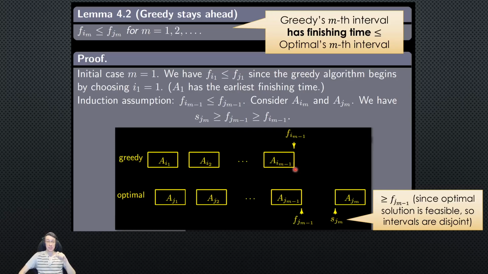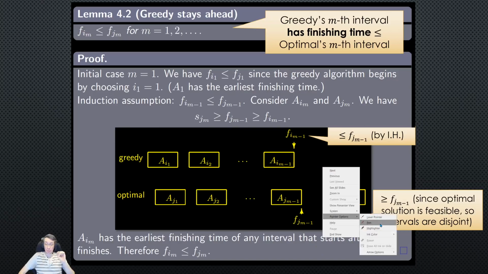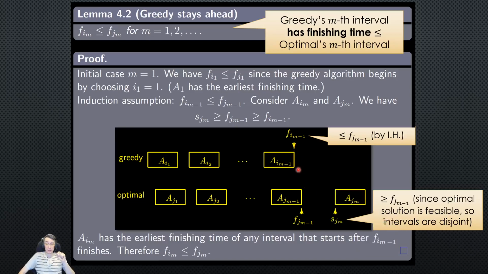So what that means is greedy could actually pick this interval. Now, if we consider, of course, the interval A_I_m chosen by greedy, it's going to be chosen such that it has the smallest finishing time of any interval that starts after f(I_(m-1)). But we just argued that A_J_m starts after f(I_(m-1)). So this is one possible interval that greedy could choose.